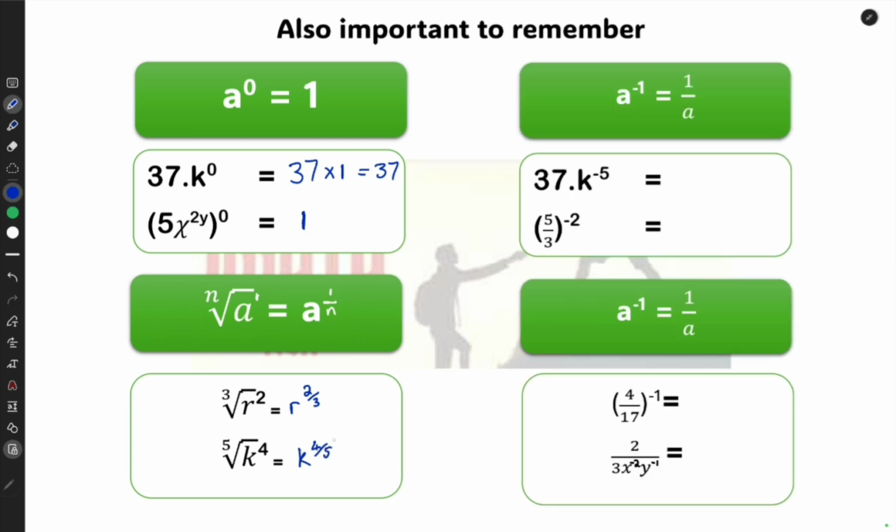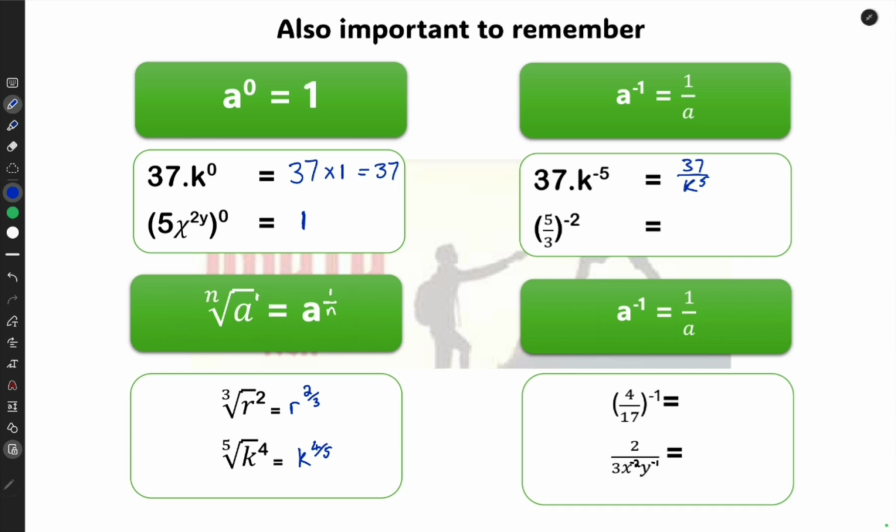Now, negative exponents. So whenever an exponent is negative, you move the base to the other side of the fraction. If it was at the top, it moves down. If it was at the bottom, it moves up. Let's apply that a few times. In this case, once again, the 37 does not have an exponent, so it stays where it is, but the k moves down.